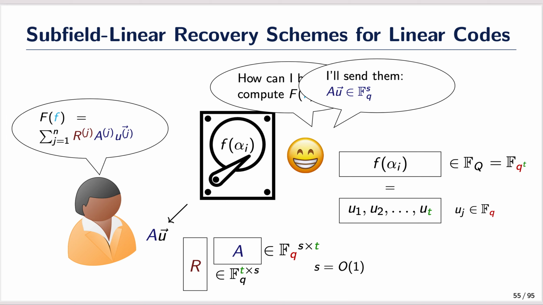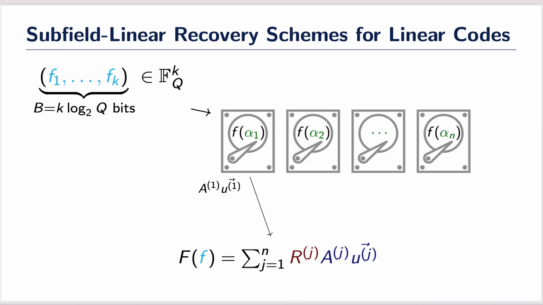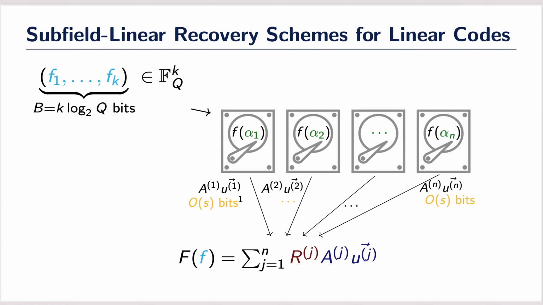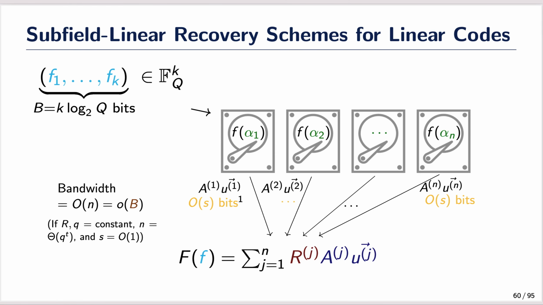So this is what a linear recovery scheme is. It's linear over this base field F_q, and this is what it looks like, and this is exactly what we'll do. So when we zoom out across all the nodes, we get back A_1 u_1 from the first node, and so on. We get all these s-dimensional vectors, and so that's, if q is constant, proportional to s bits across all the nodes. And so in total, if we can keep that s small, then like I mentioned, we get little o of n bits overall.